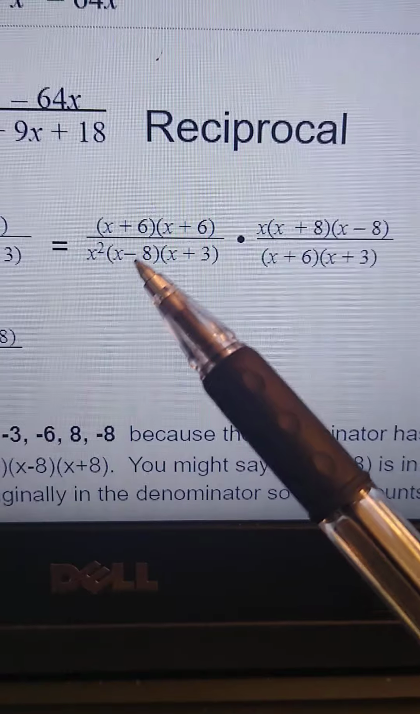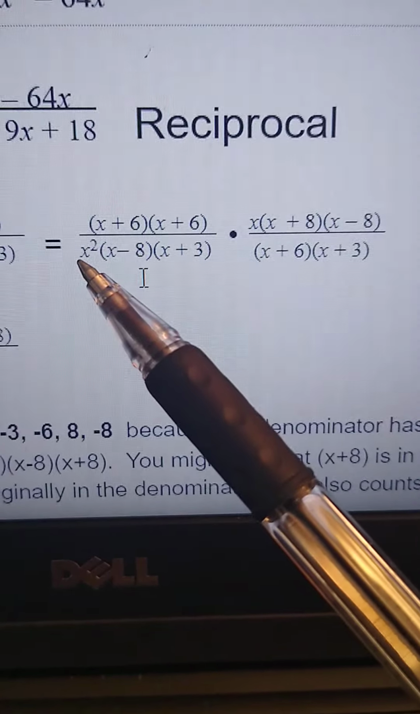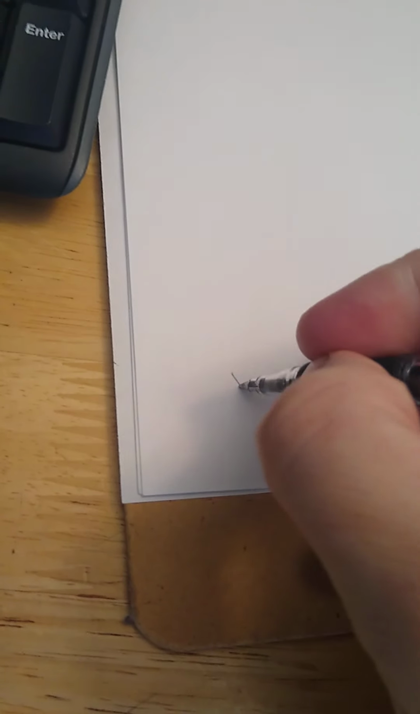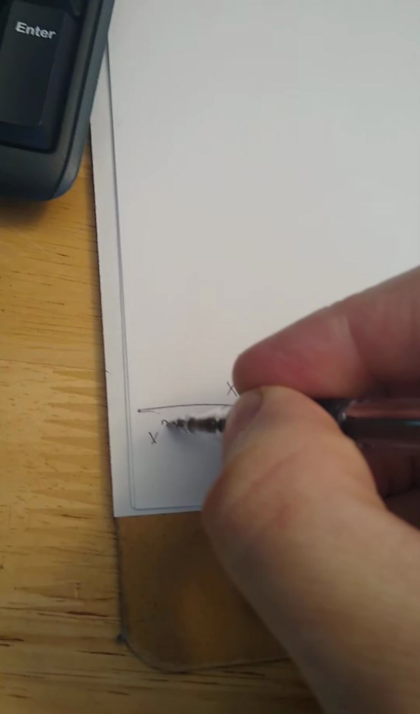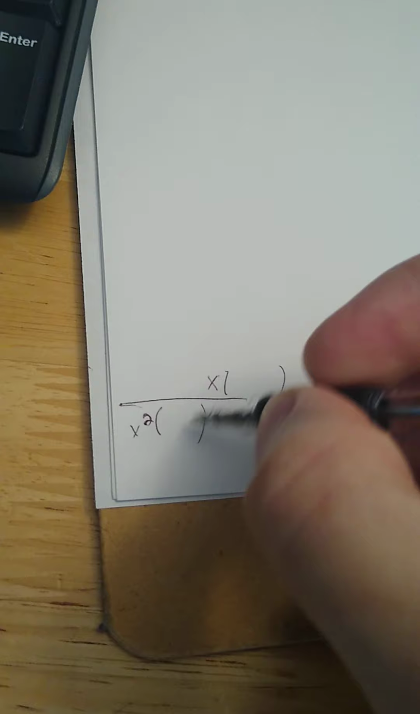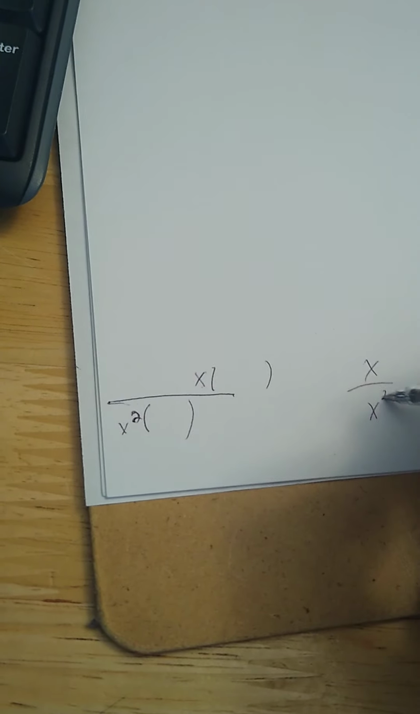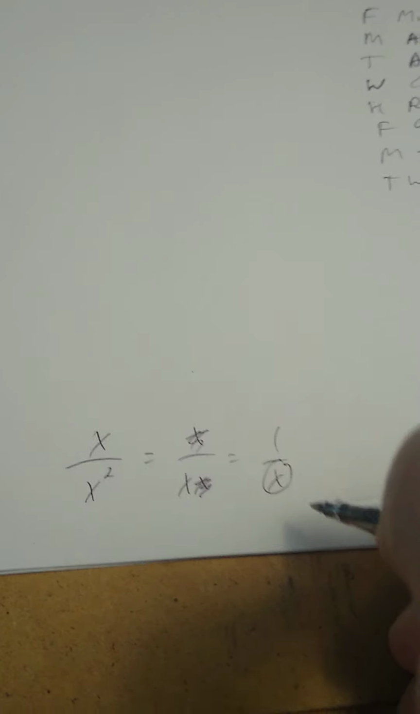I have an x minus 8 that would cancel here and here. There's 2 x's here and 1 x here, and let me show you what that looks like real quick. What I have is an x in the numerator, and then there was an x squared down here in this denominator. So what that means is I have x over x squared, and x squared means x times x. So one of these x's cancels with one of those and leaves one x in the denominator.